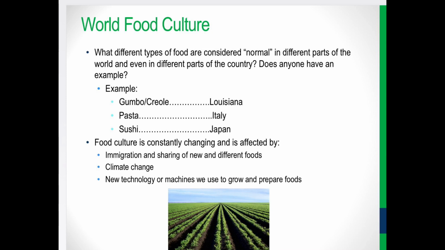So think about gumbo and Creole, a big staple in the state of Louisiana. And that's something that's just in our country. But then when we think of Italy, we often think of pasta as Italian food. Sushi definitely is something we associate with the country of Japan. Food culture is constantly changing and is affected by immigration and sharing of new, different foods, climate change, and new technology or machines we use to grow and prepare foods.